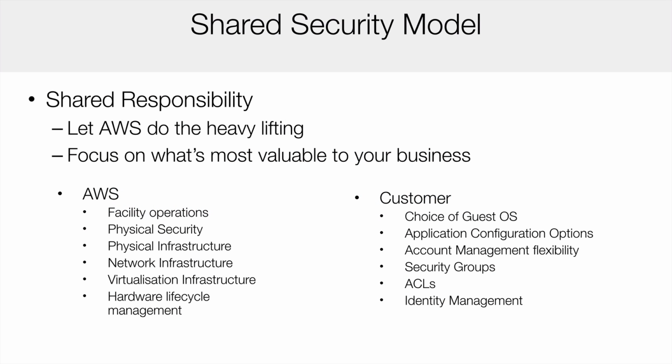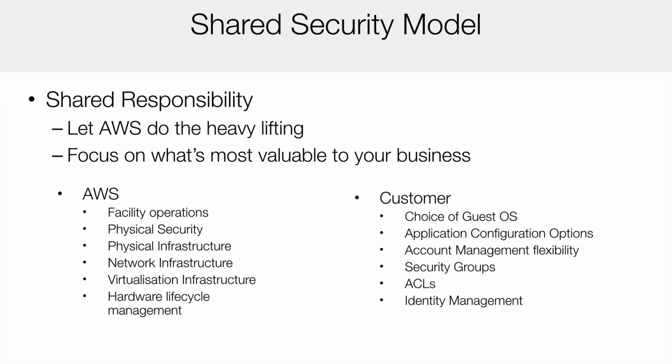And what this means is that you let AWS do the heavy lifting of operating the physical operations, the physical security, the physical infrastructure, operating the network infrastructure and virtualization infrastructure, and of course managing the life cycle of the hardware that provides our services. And you're able then to focus on what's valuable, what's most important to your business or organization. But there are responsibilities that are placed upon you through this model.